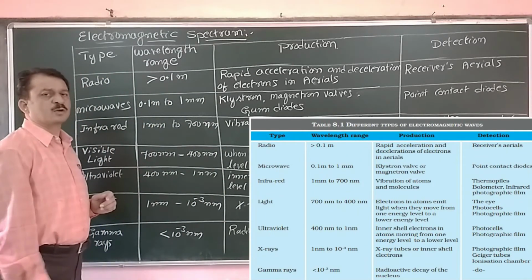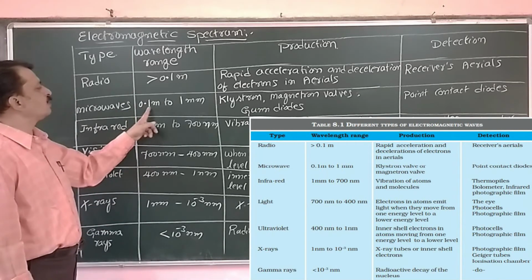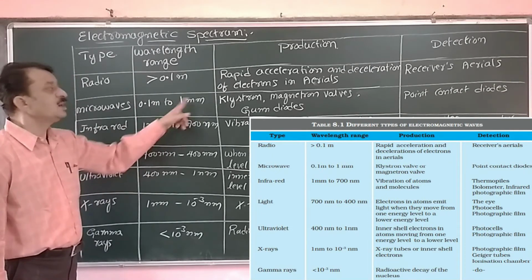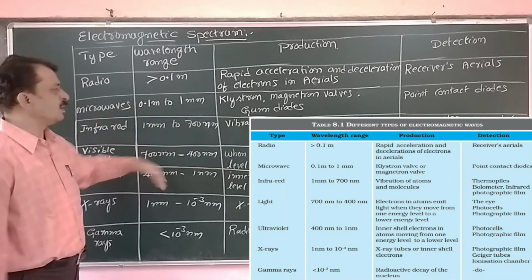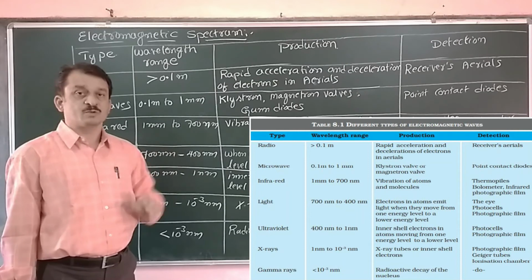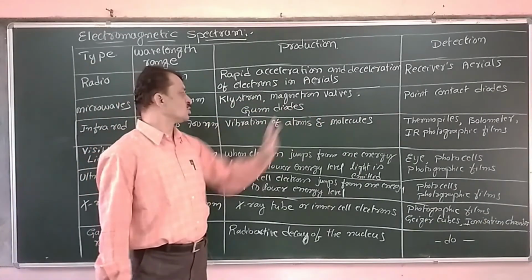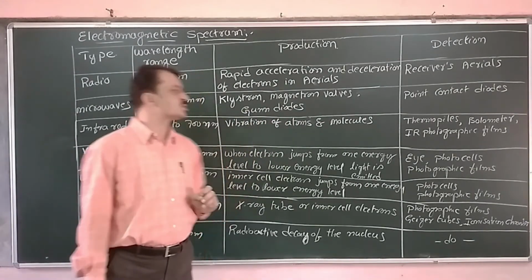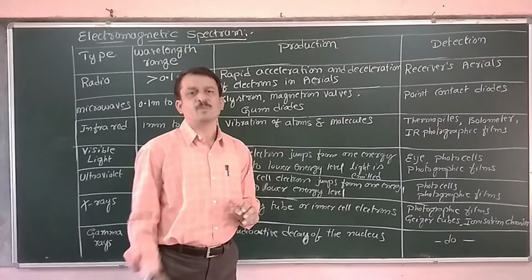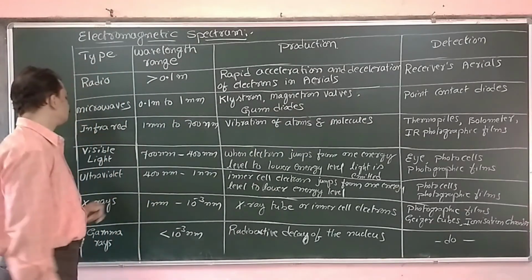Second one, microwaves. Their wavelength range is 0.1 meter to 1 millimeter, decreasing wavelength. They are produced by using a special type of valves, vacuum valves. They are klystron, magnetron valves, or Gunn diodes. How are they detected? Point contact diodes. Point contact diodes can detect these microwaves.